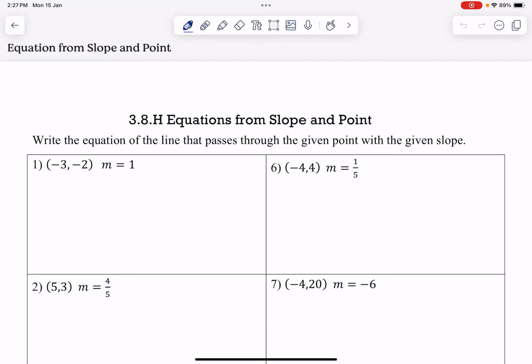Hello students, in this video we are going to try and find line equations when you are given the slope or gradient and one point that the line passes. So let's look at the first example.